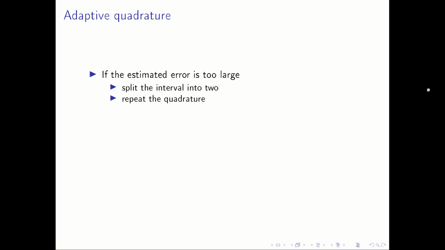That means halve the two intervals again to get four intervals. Again carry out the quadrature. So if you are using Gauss-Kronrod, carry out Gauss-Kronrod on each one of the four. Estimate the errors, add up the errors to get the estimate of the total error. If that's too big, repeat, and so on. Keep on repeating until the error becomes within your tolerance level. So you keep on repeating as necessary.